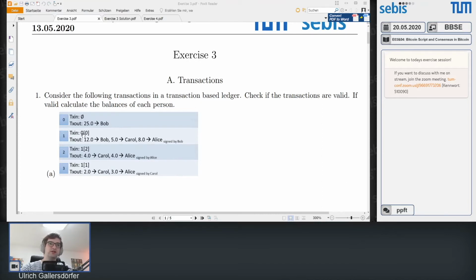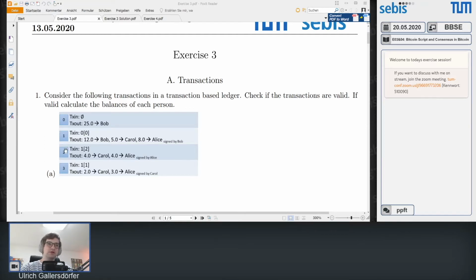Then we continue with a transaction input here. So 0, 0: transaction 0 and output 0 is used. We look into transaction 0, which is up here, and take the first transaction output, because we always start with 0. So that's obviously very easy. It's the 25 Bitcoin that Bob received. We also check, is the signature valid? Signed by Bob. Bob received the money, Bob signed the money, so that's obviously also valid. Then we have a transaction output of 12 Bitcoin to Bob, 5 to Carol, 8 to Alice. Obviously Bob needs to spend all the money here, so all these 25 are gone, but he sends himself 12 Bitcoin. So Bob has 12 Bitcoin left, Carol has 5 Bitcoin, and Alice has 8.